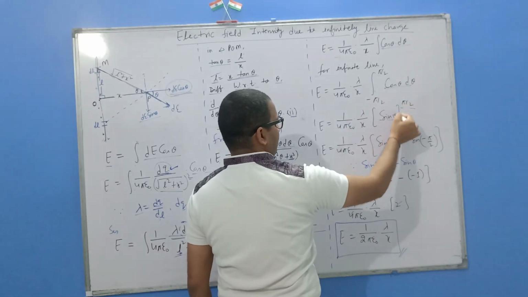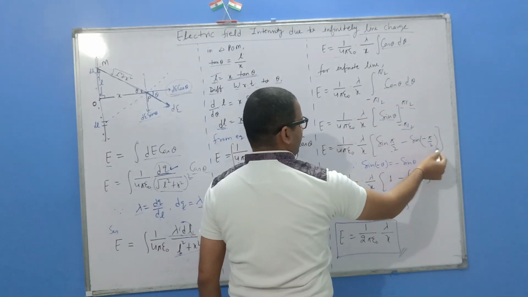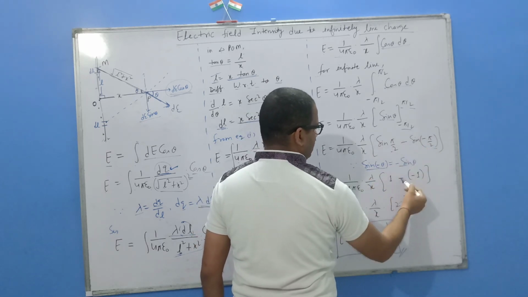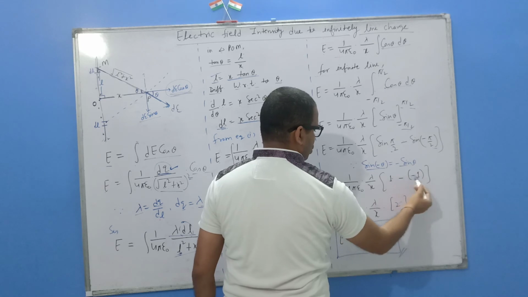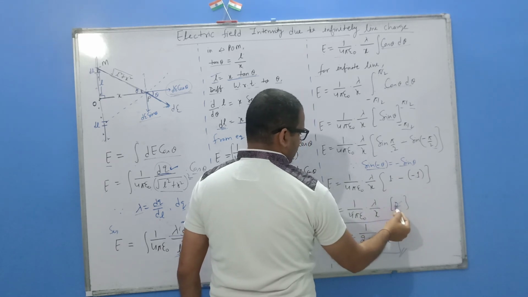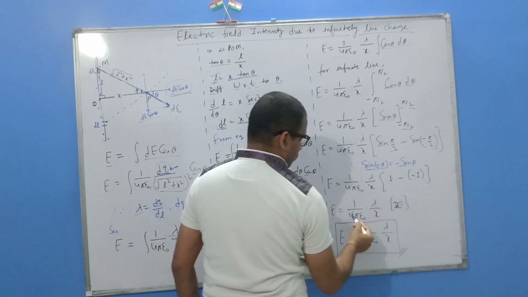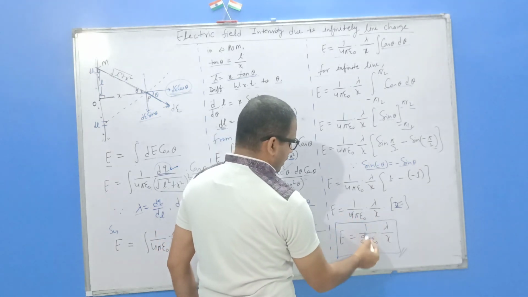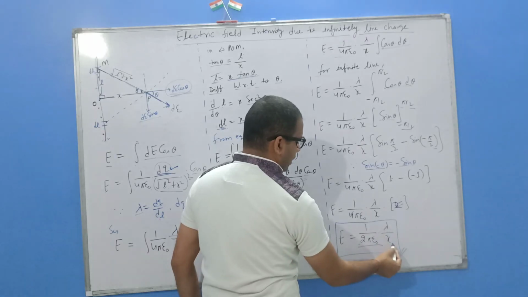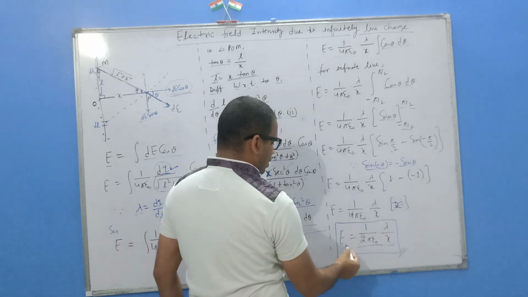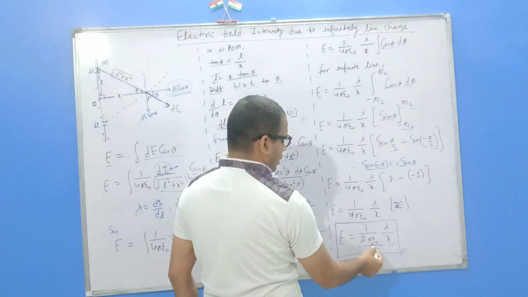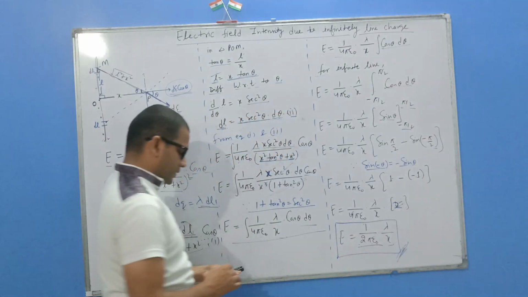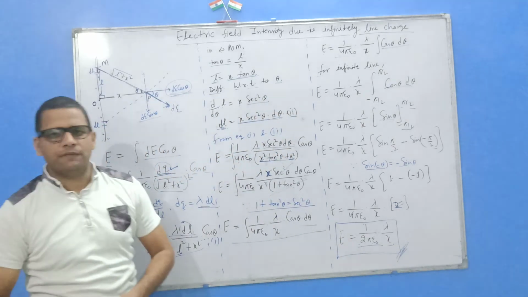Now putting the upper limit and the lower limit, sin of minus theta is equal to minus sin theta, so minus minus becomes plus, giving 2. So this 2 cancels with the 4 in 1 upon 4 pi epsilon naught. So E is equal to 1 upon 2 pi epsilon naught lambda upon x. This is the electric field intensity due to the infinitely long line charge.